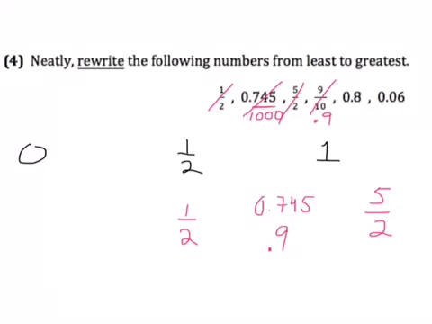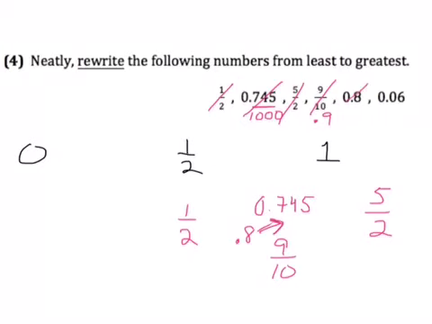Okay, 8/10, that's also going to go in here. It's going to be in between 745 thousandths and 9/10, which I'm going to keep as 9/10. 8/10 would go in here.